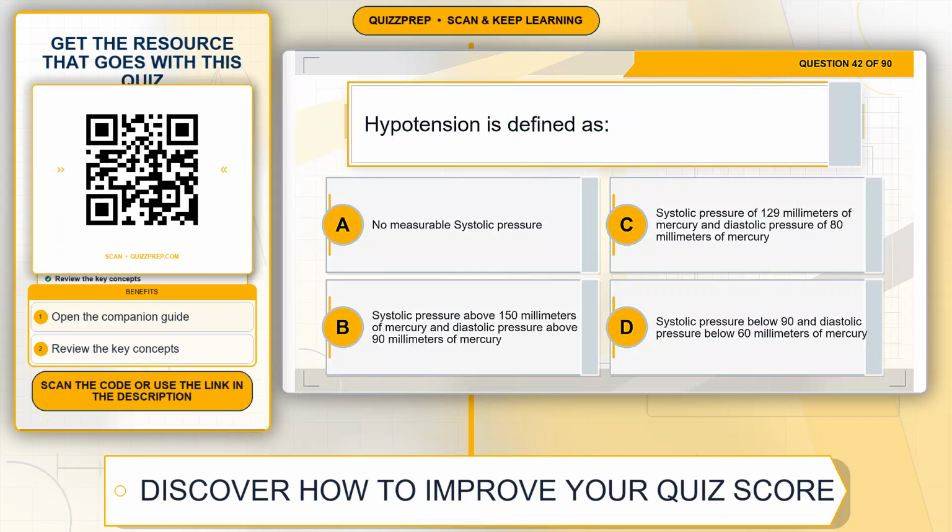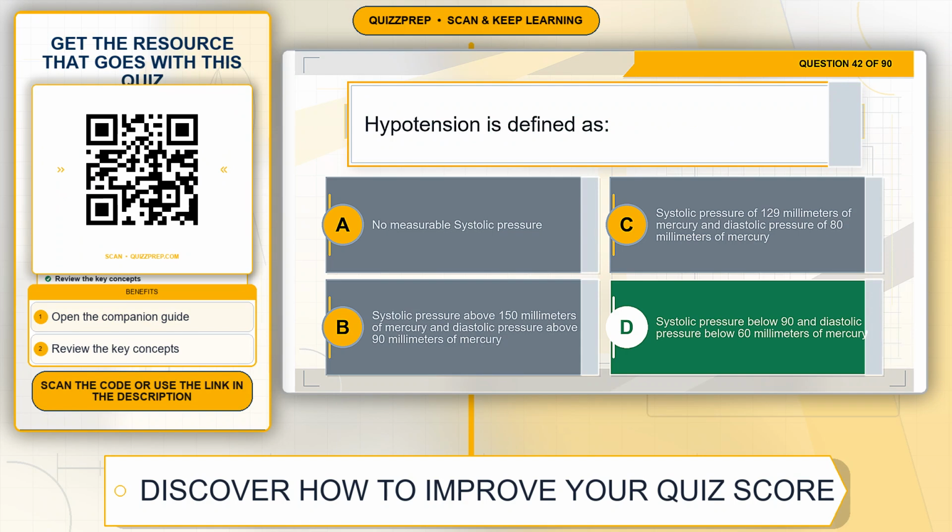Question 42. Hypotension is defined as: Option A, no measurable systolic pressure. Option B, systolic pressure above 150 mm of mercury and diastolic pressure above 90 mm of mercury. Option C, systolic pressure of 129 mm of mercury and diastolic pressure of 80 mm of mercury. Option D, systolic pressure below 90 and diastolic pressure below 60 mm of mercury.